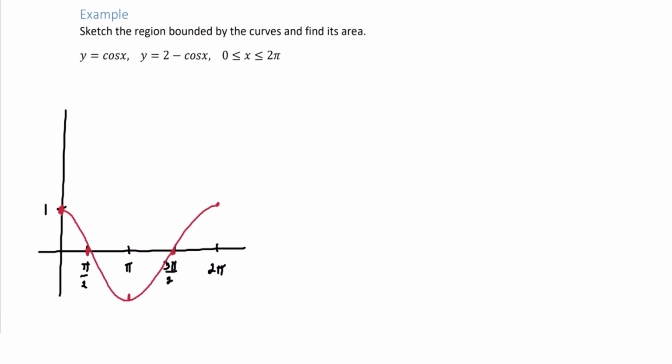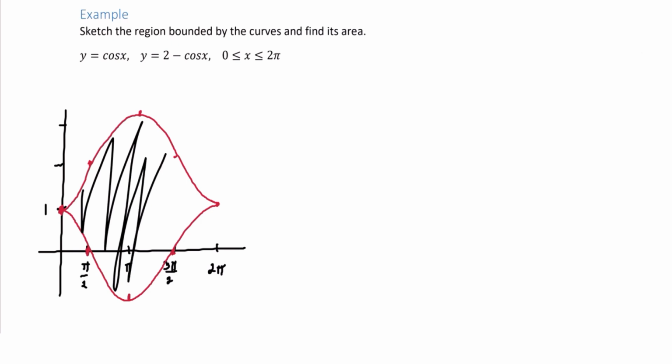And then 2 minus cosine x, that's going to be a transformed cosine graph. So we shift it up 2 units and then we reflect it. So that should look like this. Going with a very rough sketch here. And we're wanting to find the area that is between these two curves. So looking for this shaded region here.